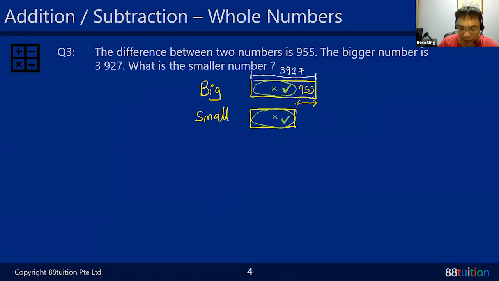The green color portion is the smaller number. So you take 3,927 minus away the 955. Can you see now? Looking at the first model, that is the way to do it. You take 3,927 minus 955, minus 955 from 3,927.